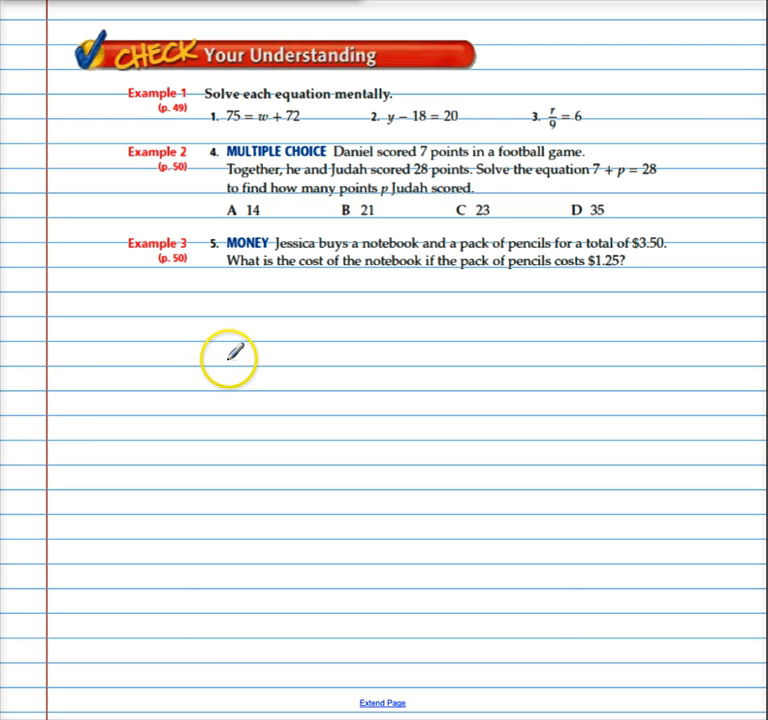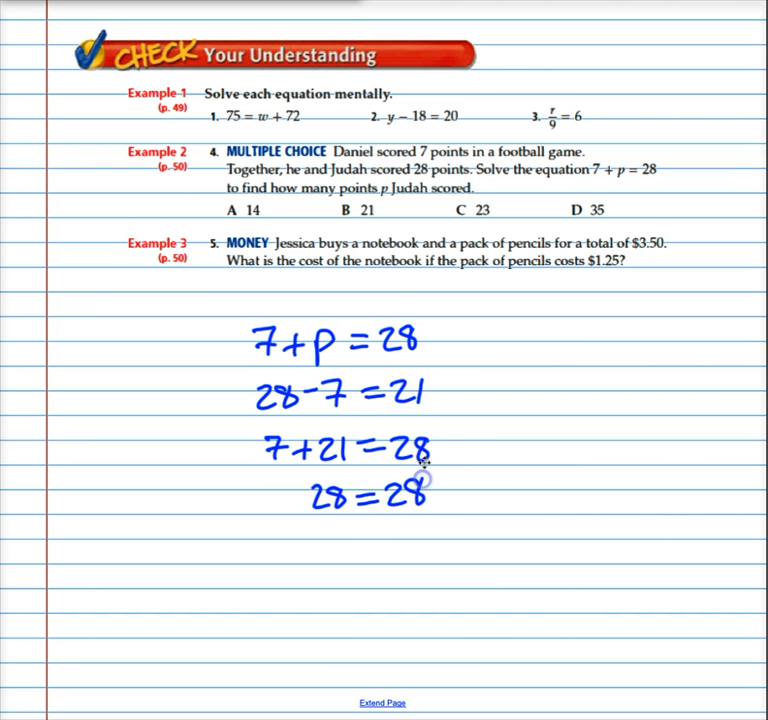Number 4. Daniel scored 7 points in a football game. Together, he and Judah scored 28 points. Solve the equation 7 plus P equals 28 to find how many points Judah scored. So 7 plus P equals 28. We know that 28 minus 7 equals 21. So if we take 7 and add 21 to it, we get 28. We simplify, and that tells us that P must equal 21, which is choice B.